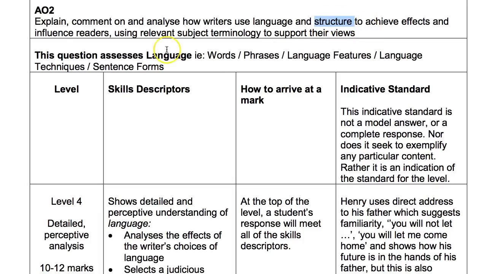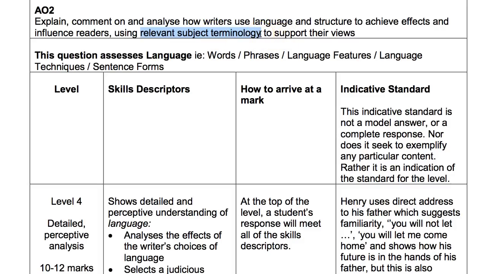Other ways that they want you to appear like an expert is to use relevant subject terminology, and I'm going to recommend that you actually learn this stuff. Don't leave it to chance. Learn the right terminology and the right definitions and use them.